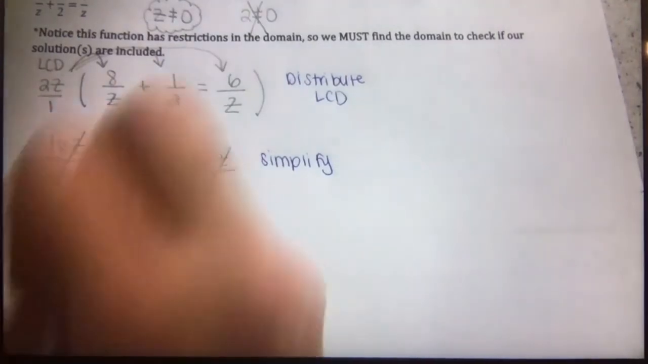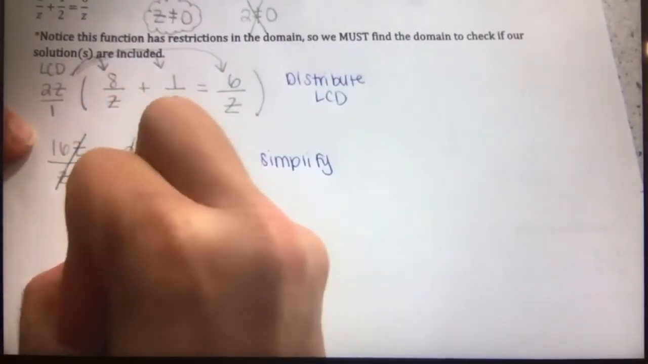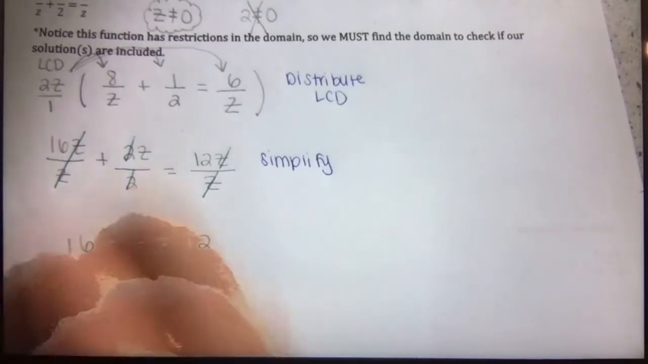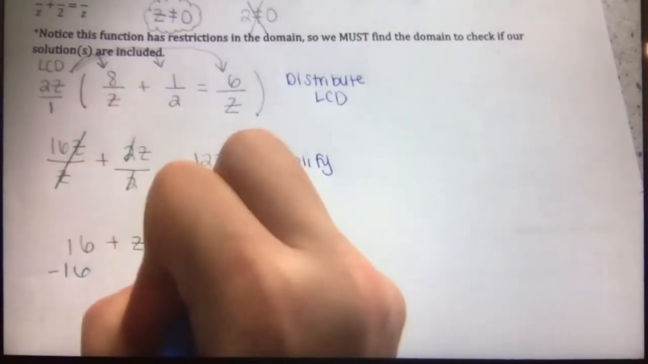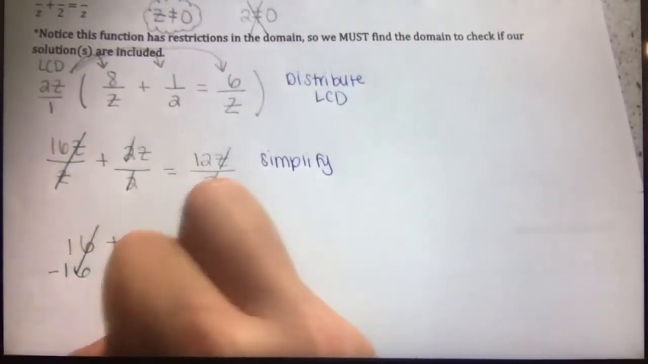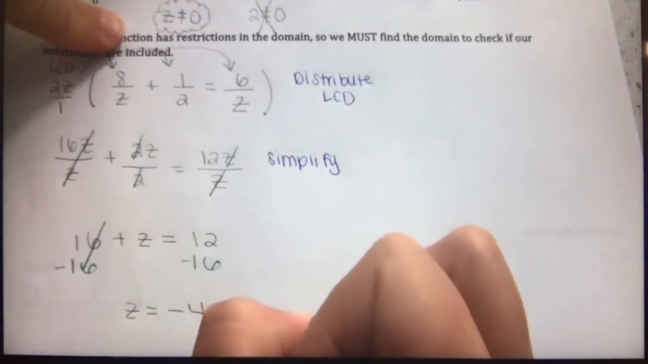So we're left with 16 plus z equals 12. Now we can just solve this like normal, getting z by itself. Subtract 16. Boom, we get z equals -4. Is it okay, looking at our domain, that z is -4? Yes, so we're done.